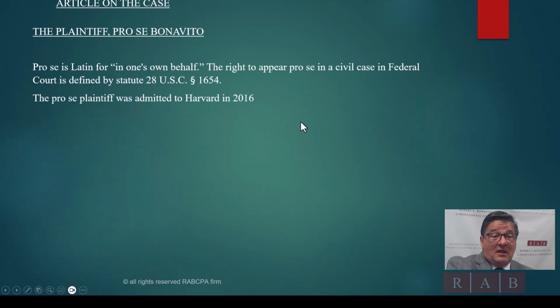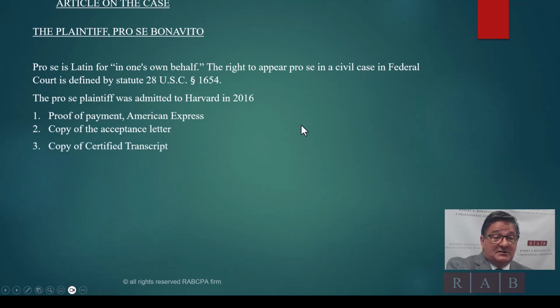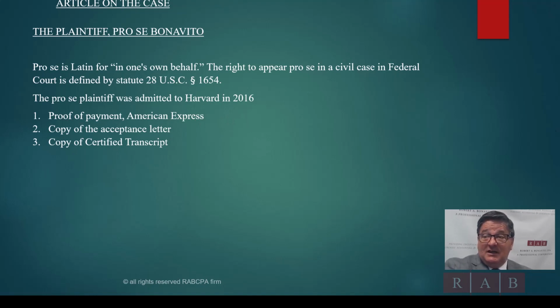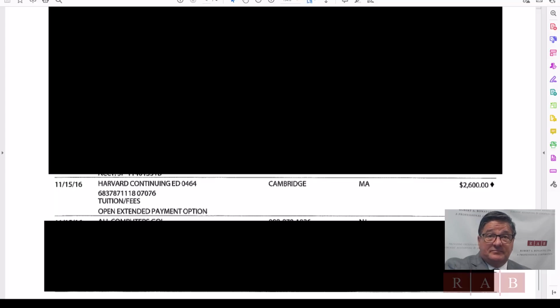Now, the basis of this whole case was that I was admitted to Harvard in 2016. There's proof of this: an American Express payment, a copy of an acceptance letter, a copy of certified transcripts. Now, this is important because in the hearing, Harvard submits false documents, and they're saying that I knew before I was admitted. They think I was admitted in 2017. I was admitted in 2016. Now, as proof of this, this is my credit card statement, where I paid for the first course, November 15th.